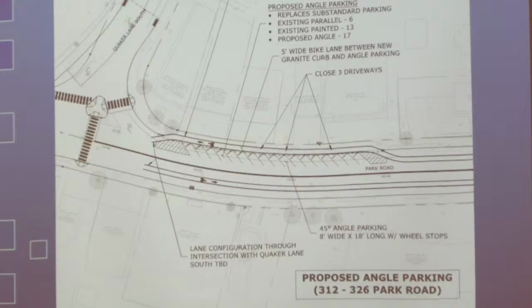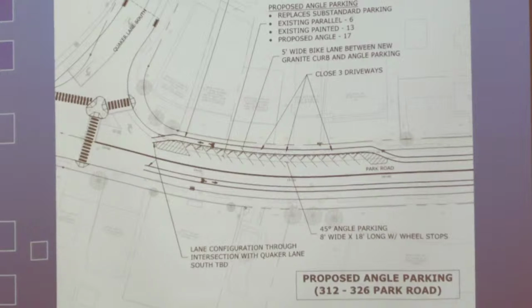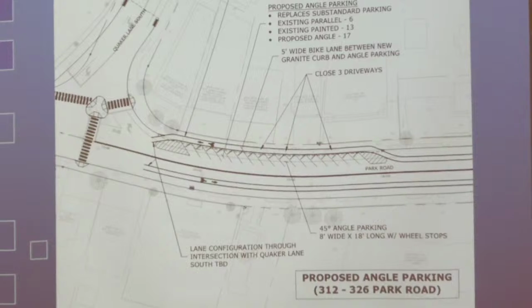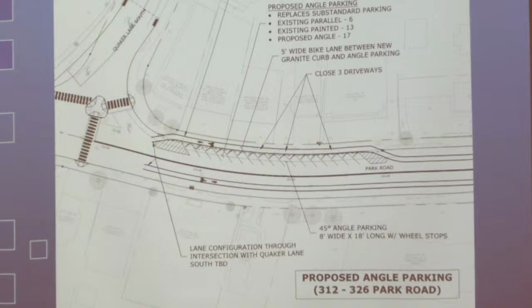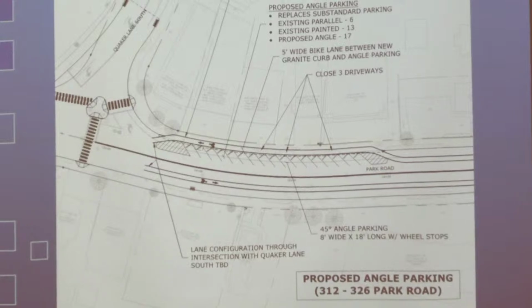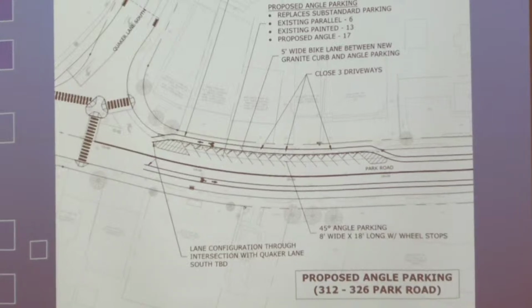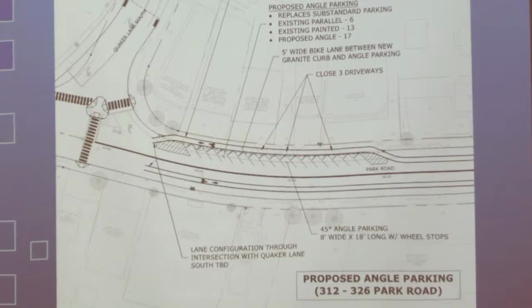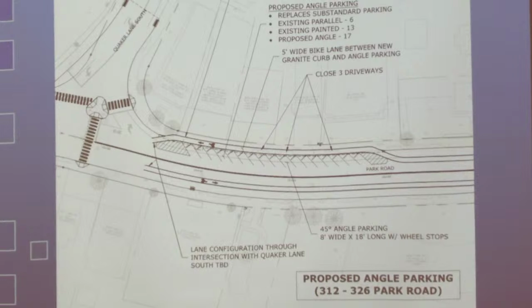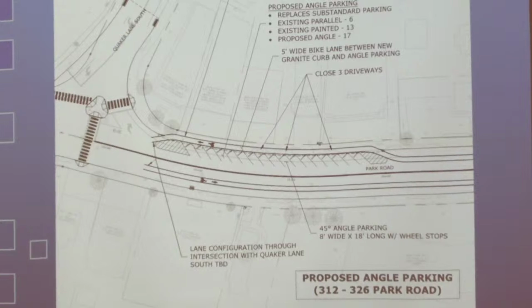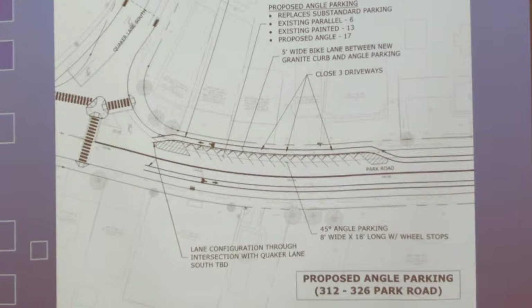One of the things, I just summarized what the net effect on the parking is. That was going to be my next question. What was the net? So the existing parallel parking out on the street is 6 stalls. The existing painted stalls on the front of the buildings, behind the sidewalk, is 13, and the proposed angled parking that you see up there is 17. So it's a net loss of 2. It's not going to make a difference because you can't get the cars up there anyway.